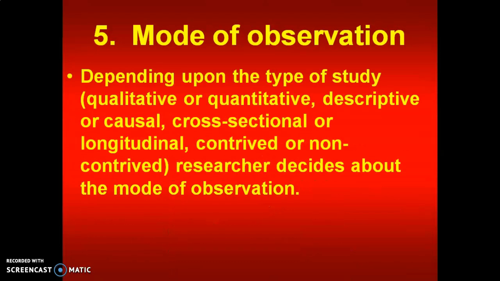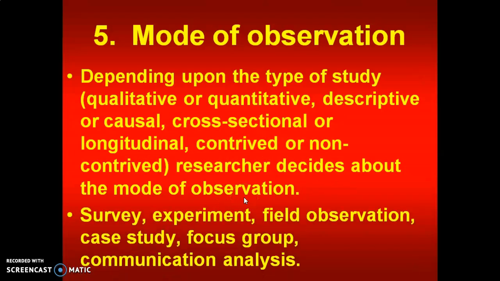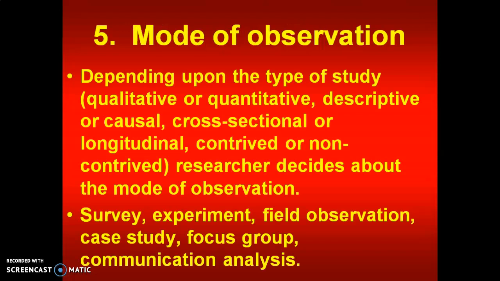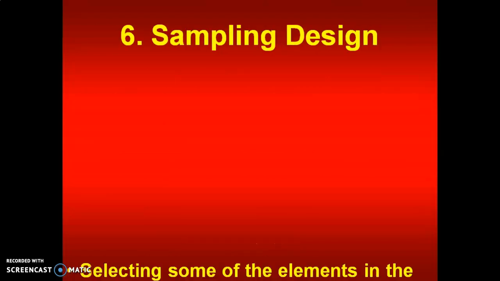Modes of observation, as you all know, depend upon the types of studies, qualitative or quantitative, descriptive or causal. It could be contrived or non-contrived. The researcher decides which mode of observation he will use for his study. It could be surveys, it could be experiments, it could be observation, it could be case analysis, it could be a focus group, or it could be a combination between the researcher as well as the population.